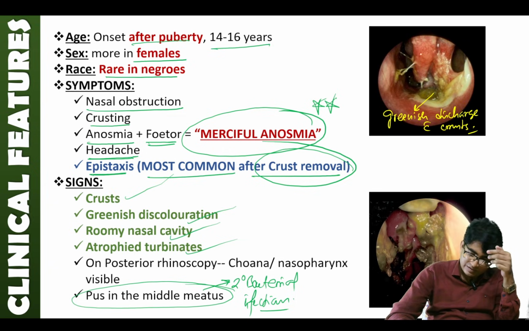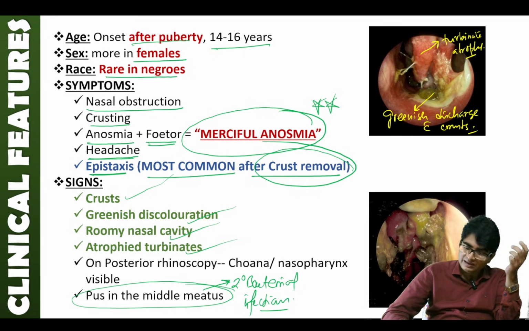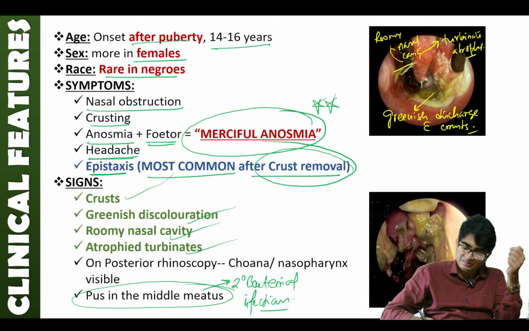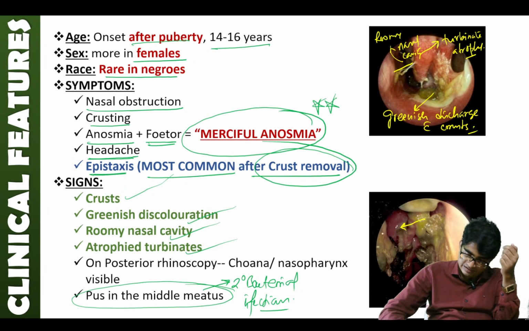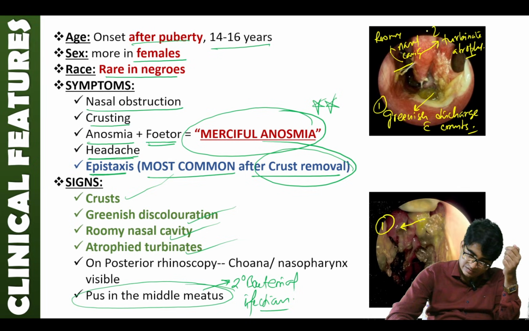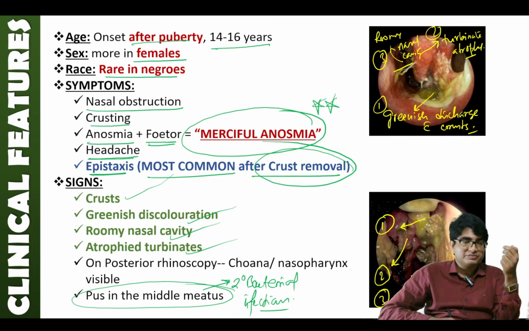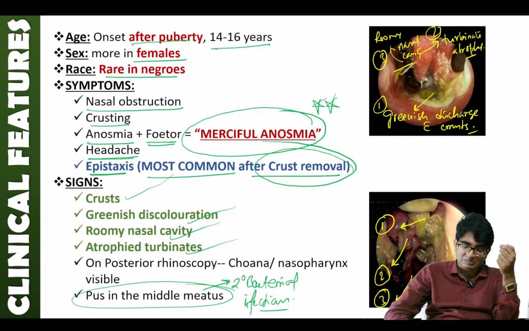with crusts. Along with that there is turbinate atrophy. Along with that there is a roomy nasal cavity, correct? Okay, here in this picture also there are crusts. So this is the first one, this is second, this is third. Obviously there are atrophic turbinates, and there is a roomy nasal cavity. Correct? Okay. Now coming to the next slide.